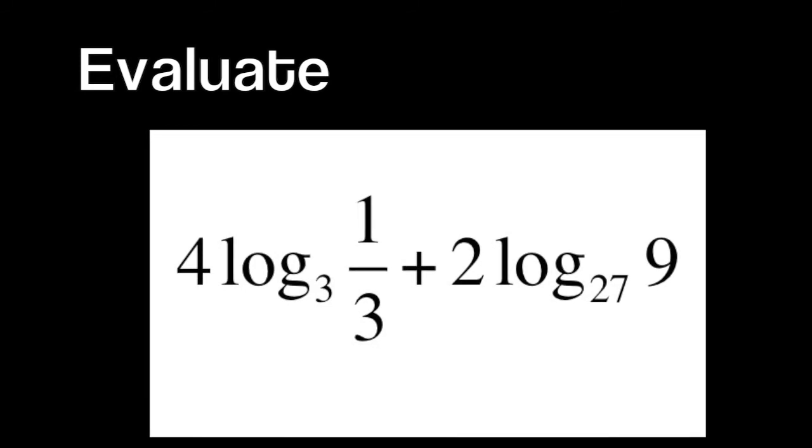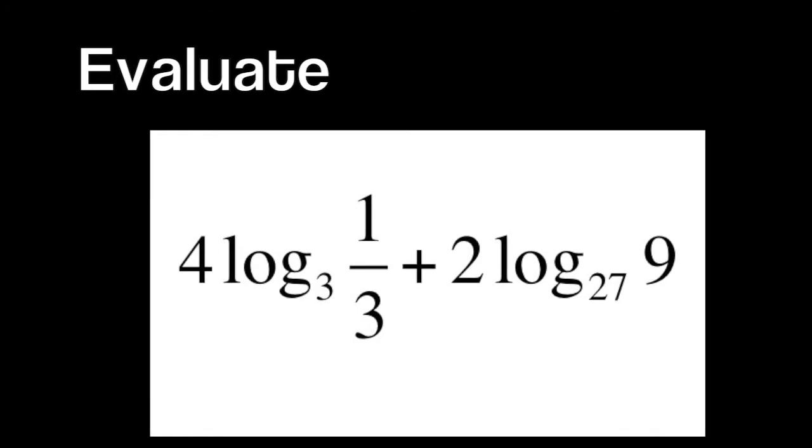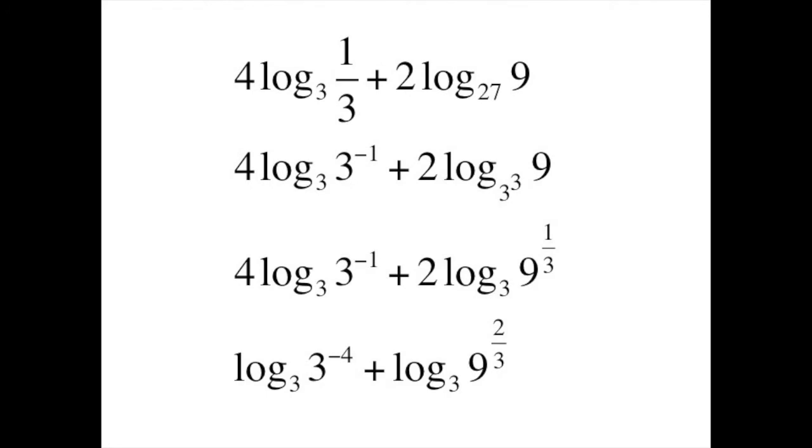In order to evaluate this problem, first you must rewrite parts of the log so that we can use the properties. You can start by making the logs have a common base. The argument of 1/3 in the first log can be rewritten as 3 to the negative 1, while the 27 in the base of the second log can be rewritten as 3 to the third. Then you can move the exponent 3 on the base as an exponent of 1/3 on the argument. Now that they have a common base, you can combine them using the product property.